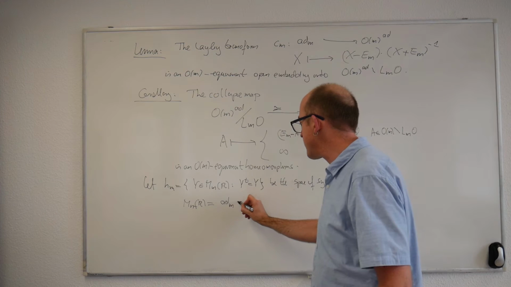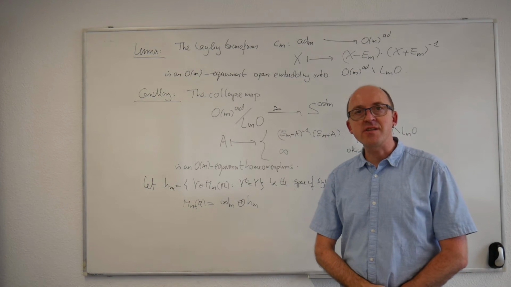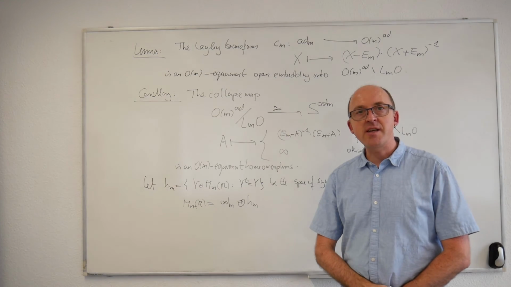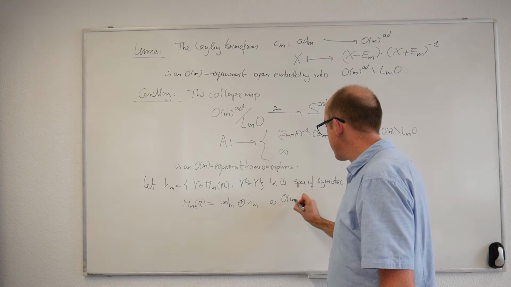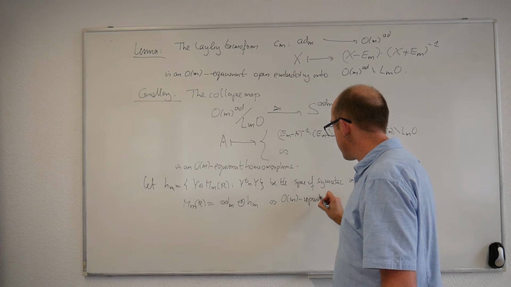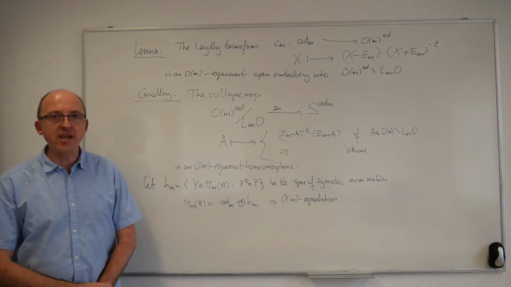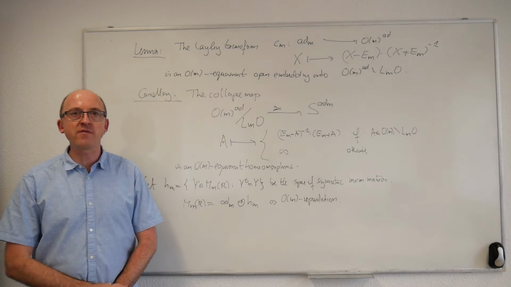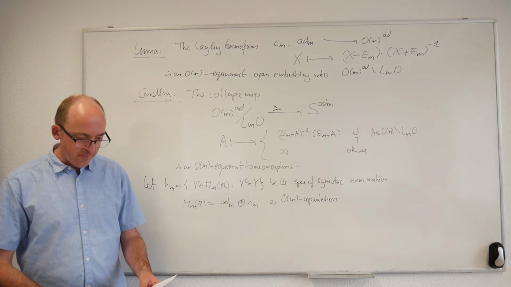These are the skew-symmetric matrices. And these are the symmetric matrices. And this is an internal direct sum decomposition as O(m) representations. So this is the fact that the condition of being symmetric and the condition of being skew-symmetric are both invariant under conjugating by an element in the orthogonal group.